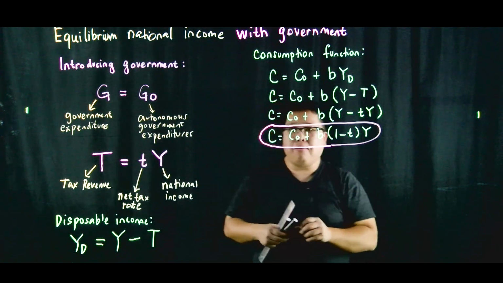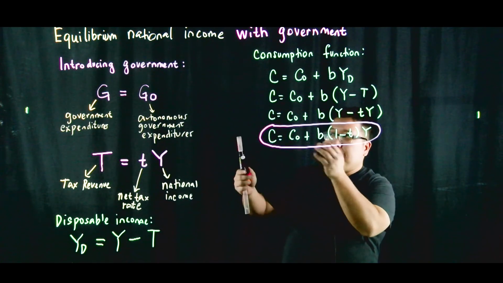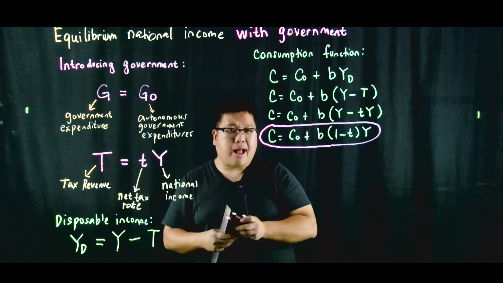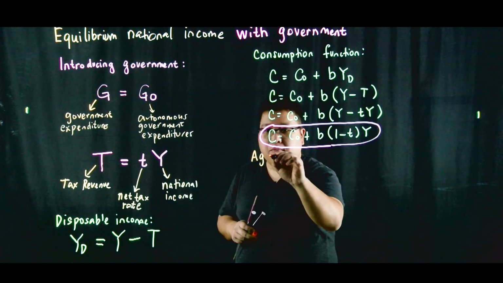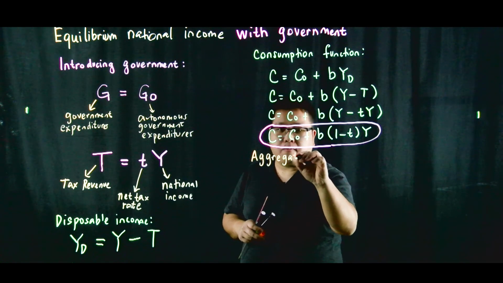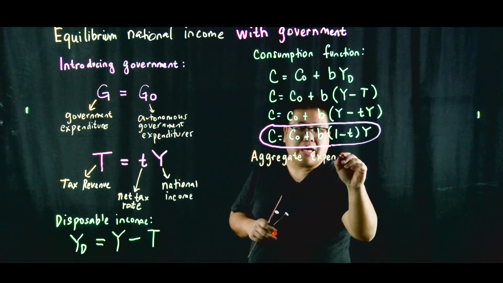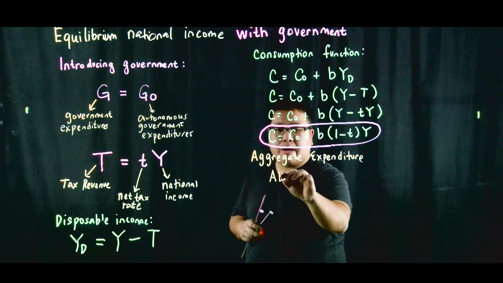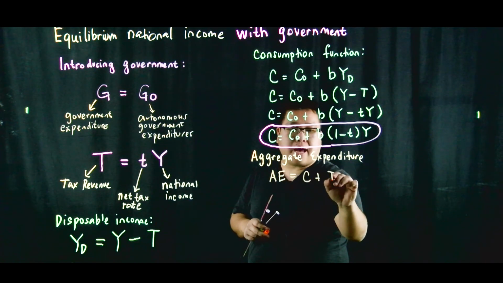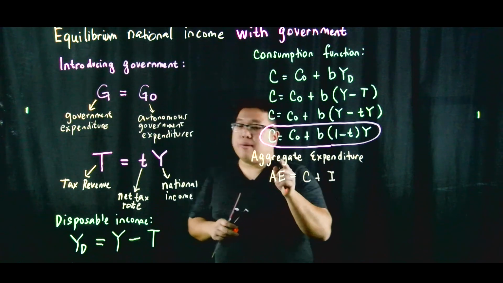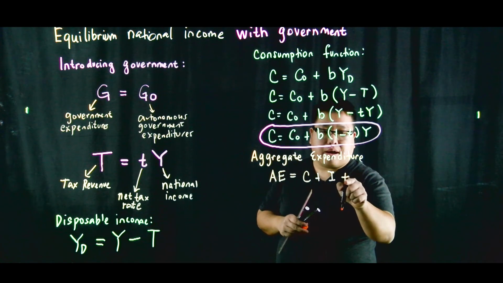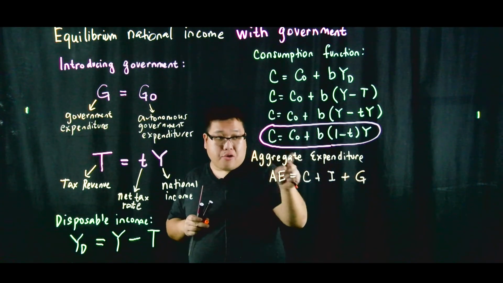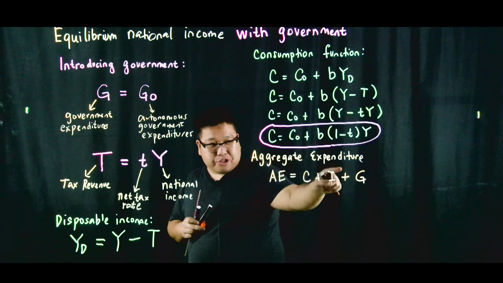Now, how would the inclusion of government affect our definition of aggregate expenditure? Remember that aggregate expenditure AE is equal to C plus I in the previous video. But now we have government, so we're going to assume that our AE includes G. So it's not just C and I, now you have G. So it's C plus I plus G.